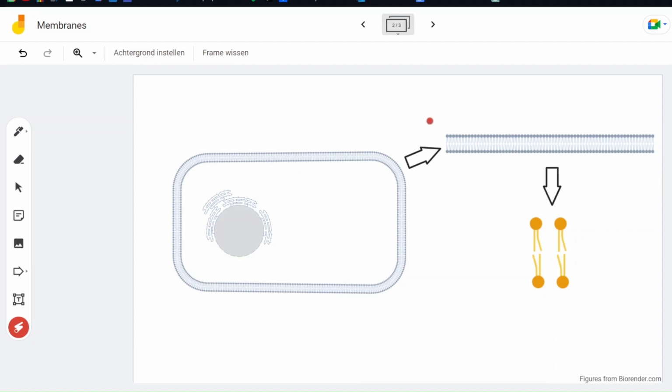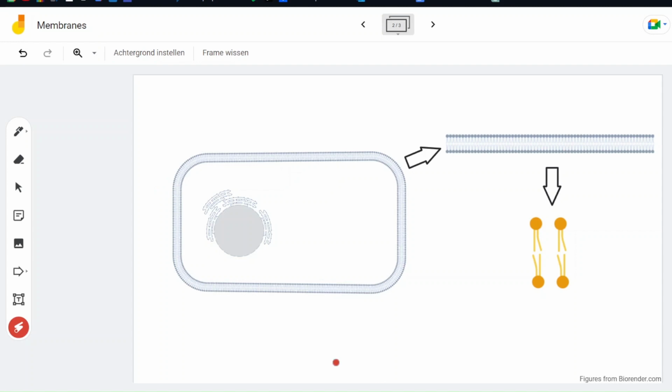Now, what are other functions they have? For example, intercellular communication. This means that one cell can communicate with other cells, and that's because the cell membrane can have proteins, and these proteins will recognize other cells. They are made for that, and they can induce some cellular processes depending on what cells they are.